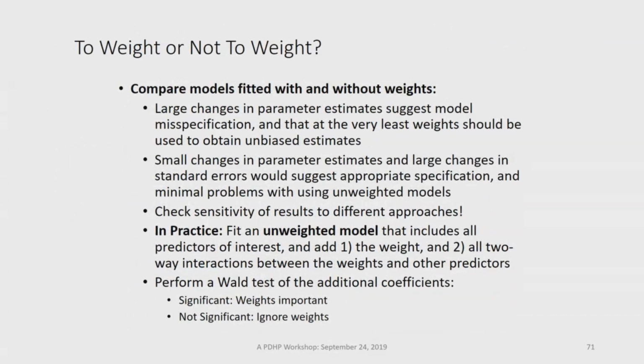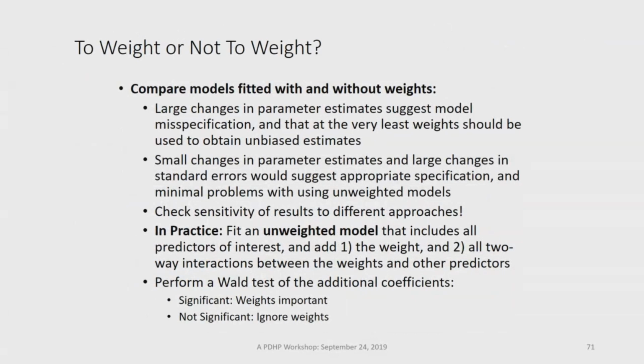Fit that unweighted model. And to that model, add the weight itself as a predictor. You're literally adding that final weight variable as another predictor. And then you add all the two-way interactions between that weight and the other predictors that were in your model. So if you already have a two-way interaction between theoretical predictors, you add a three-way interaction between the weight and the two-way interaction. Okay? So you think about what's happening here.